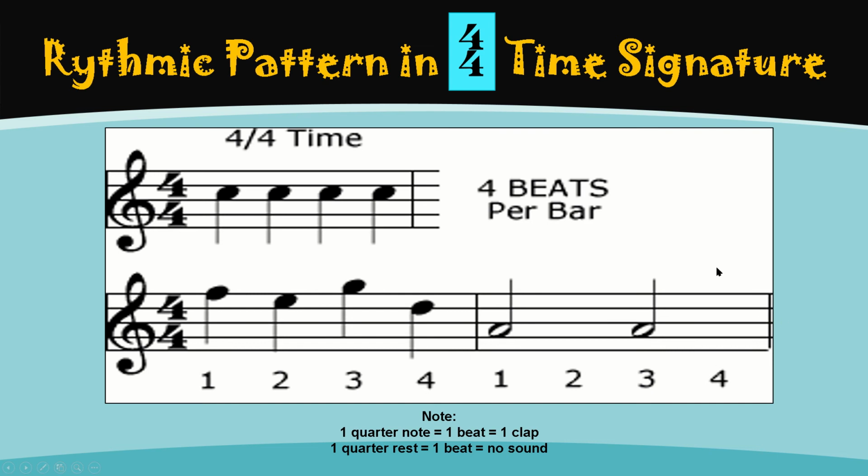And on the second measure, you will see 2 half notes. First half note consists of 2 beats, and another half note is another 2 beats. Once we add them, then we have already 4 beats. Let us try to clap them. 1, 2, 3, 4 for the first measure, and for the second measure, we have 1, 2, 3, 4. So let us read and clap from the top.